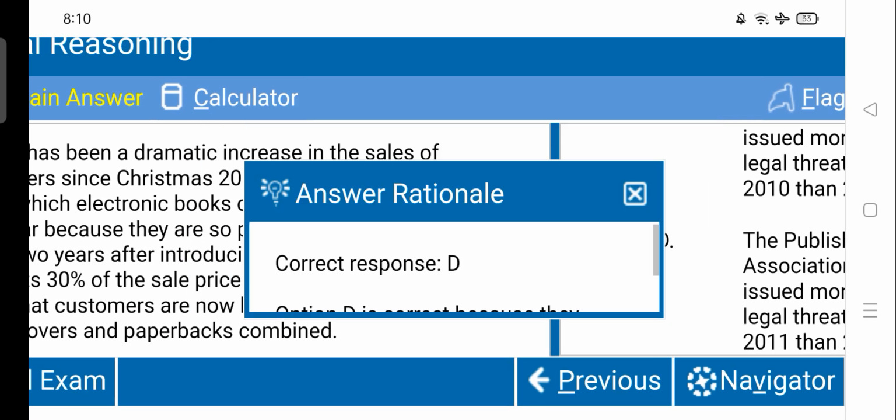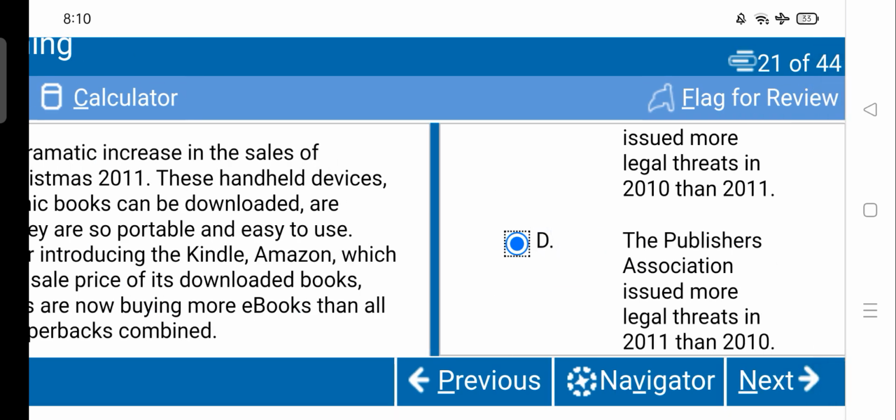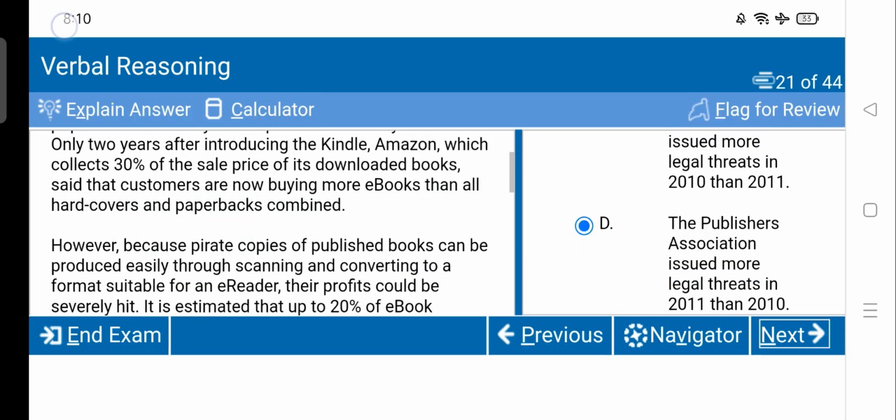Option D is correct because they issued 1,15,000 legal threats in 2011, a rise of 130% from 2010. So we have the option D as the correct option.